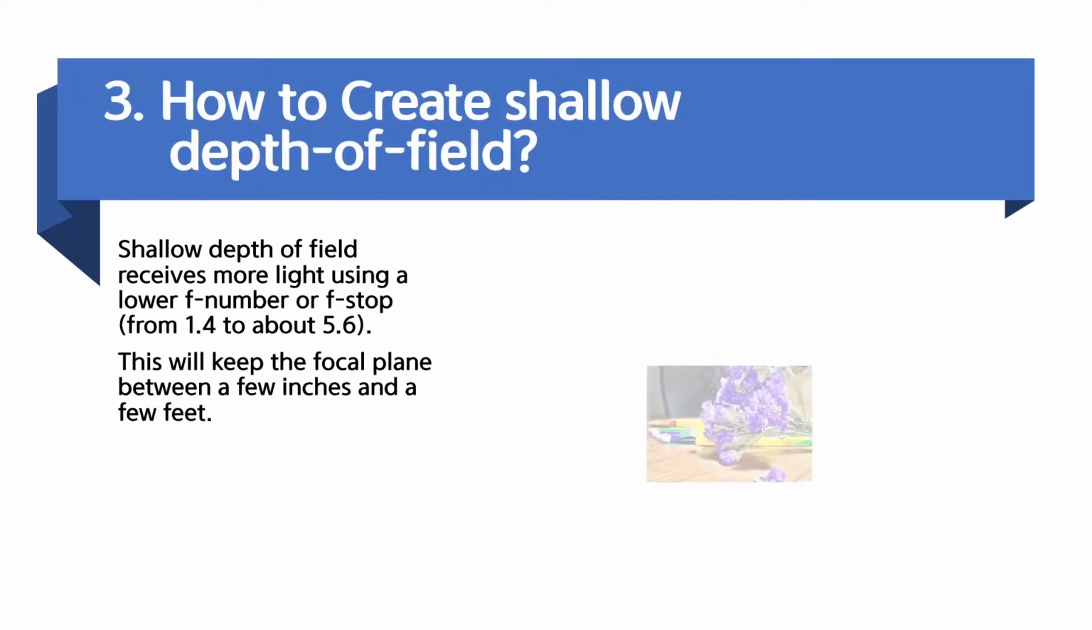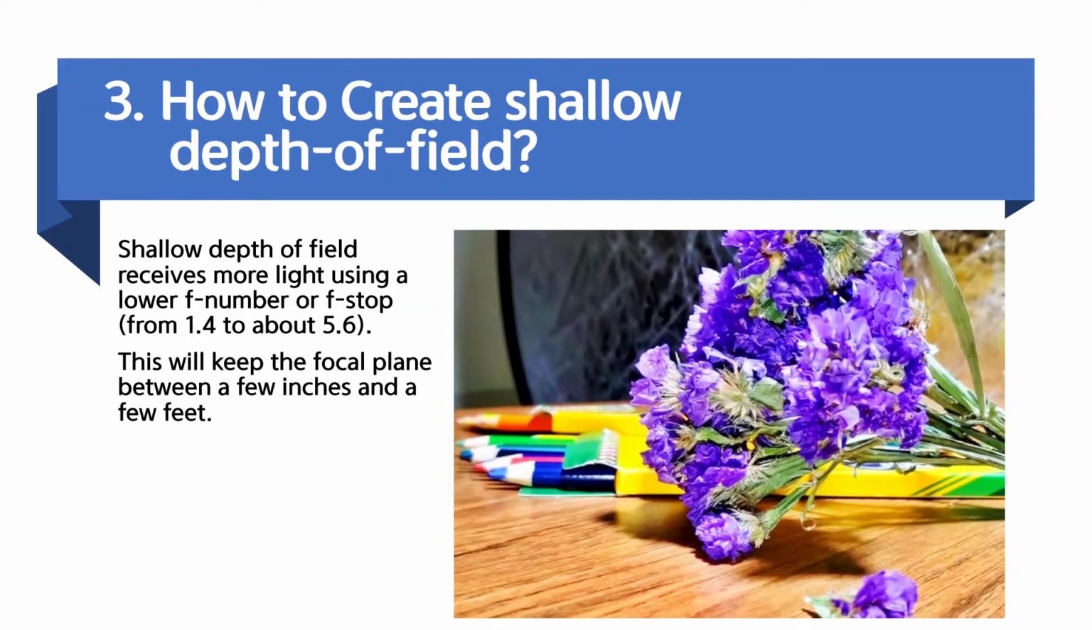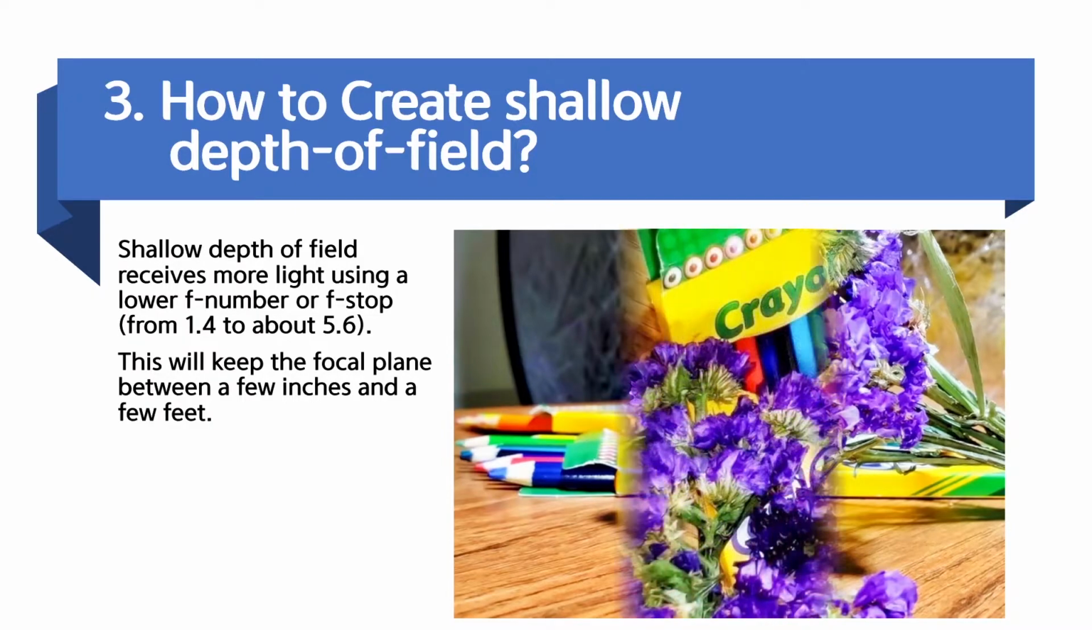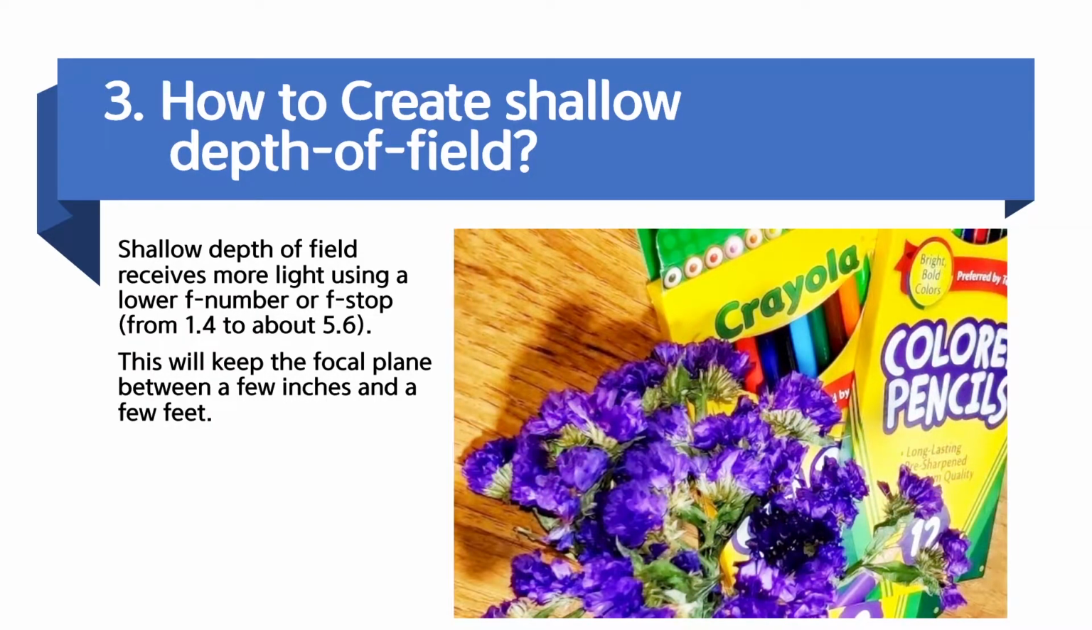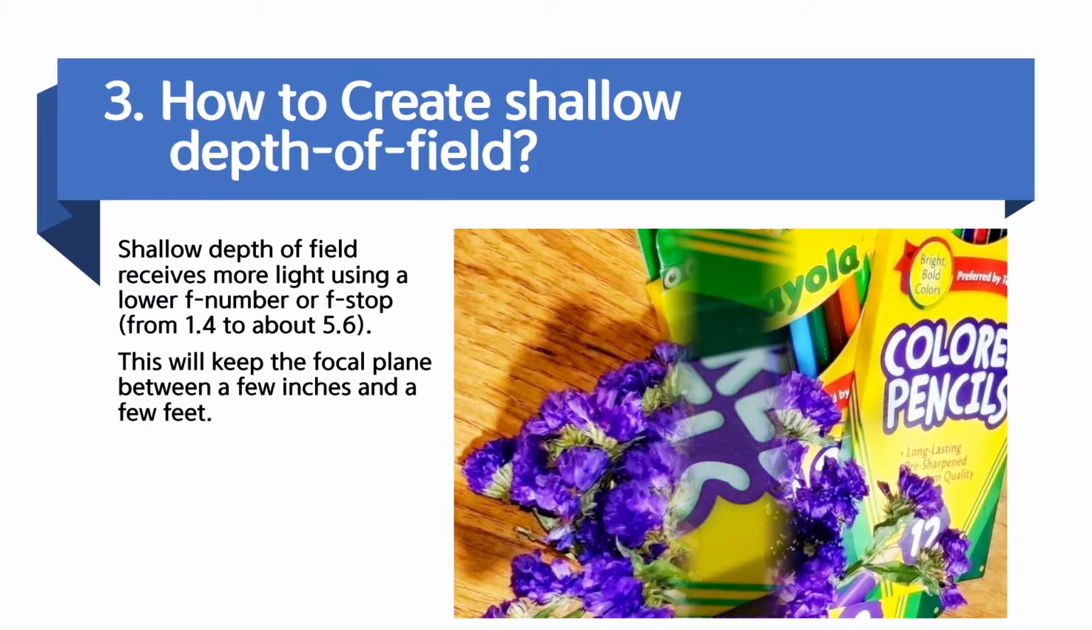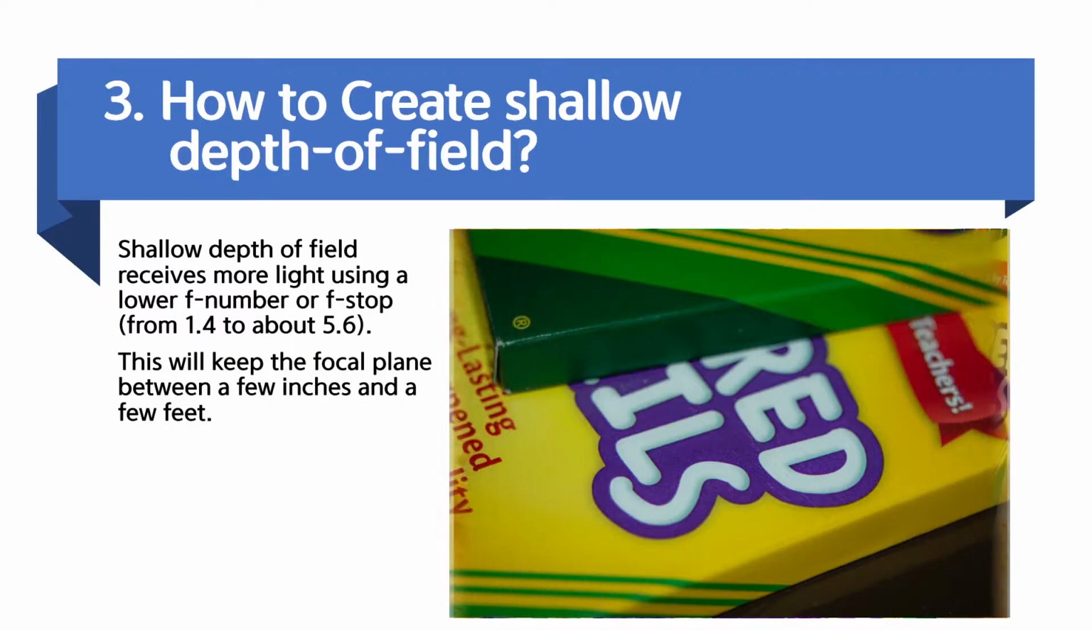Three. How to create shallow depth of field. Shallow depth of field receives more light using a lower f number, or f-stop, from f/1.4 to about f/5.6. This will keep the focal plane between a few inches and a few feet.